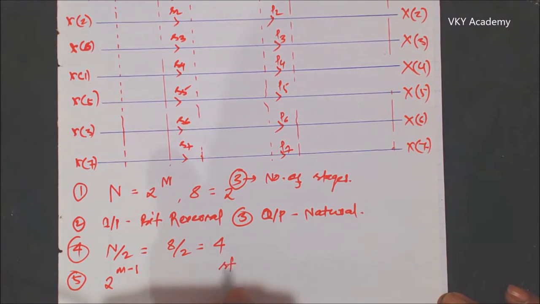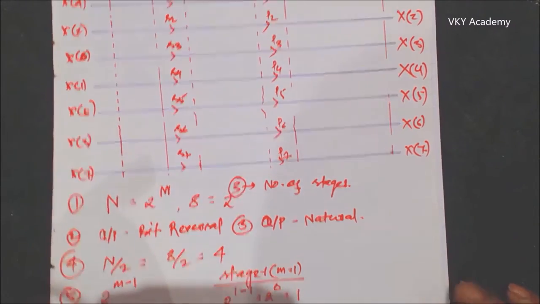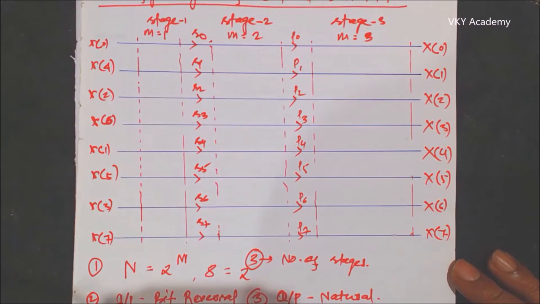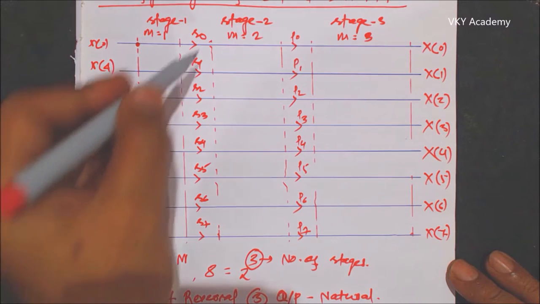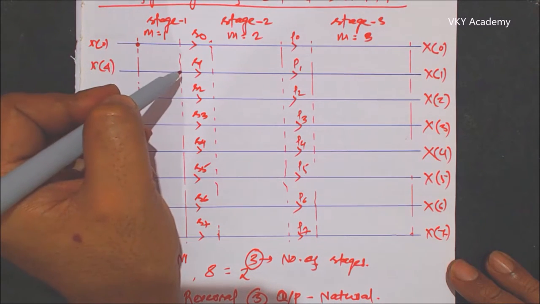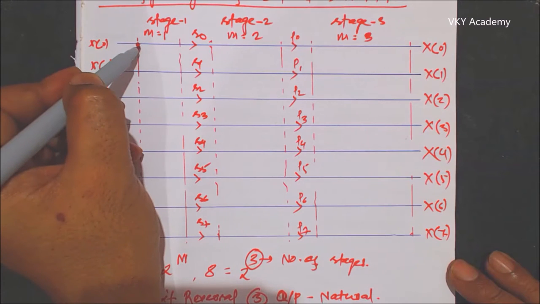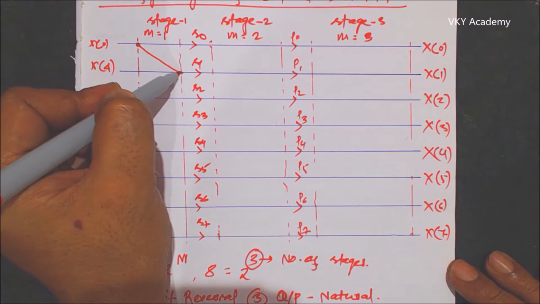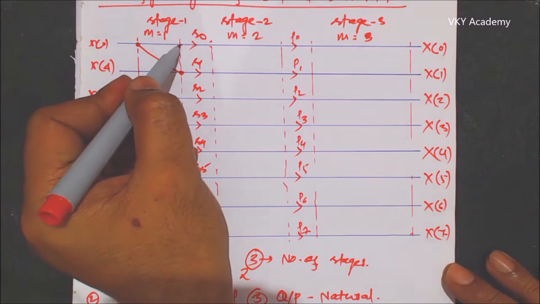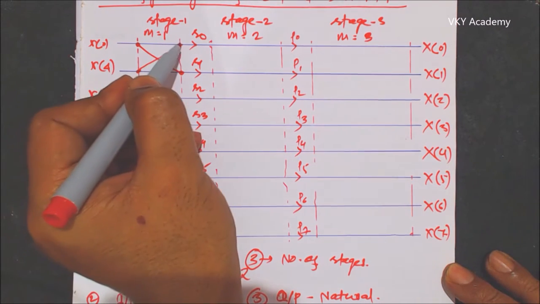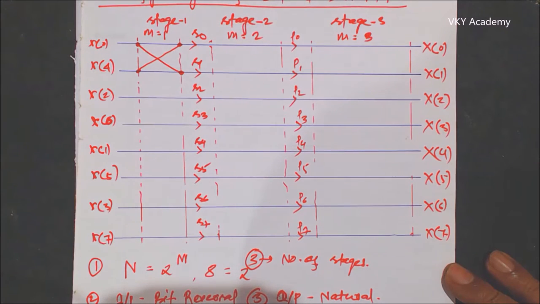So let us consider stage number 1, where small m is equal to 1. 2 to the power 1 minus 1 is 2 to the power 0, which is equal to 1. So for stage number 1, the input and output will be separated by one sample, which we discussed earlier in the previous class. As these are the input side and these are the output side, from input to output we leave one sample and connect this point with this point. In the same way, we connect this point to this point with a straight line. So this is my first butterfly.